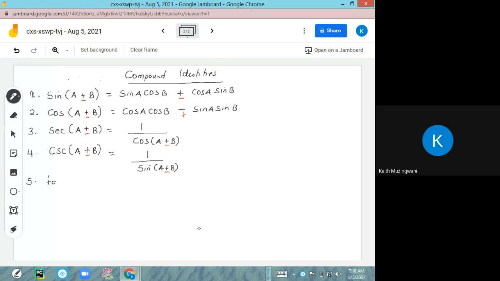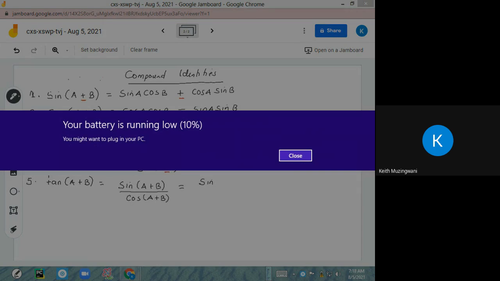5, tan A plus B. Now for tan, sometimes the examiners can ask you to show how the tan compound identity comes about, because we know that tan is sine A plus B over cosine A plus B. So now that we know the expansion of sine, we can have the expansion of sine A.